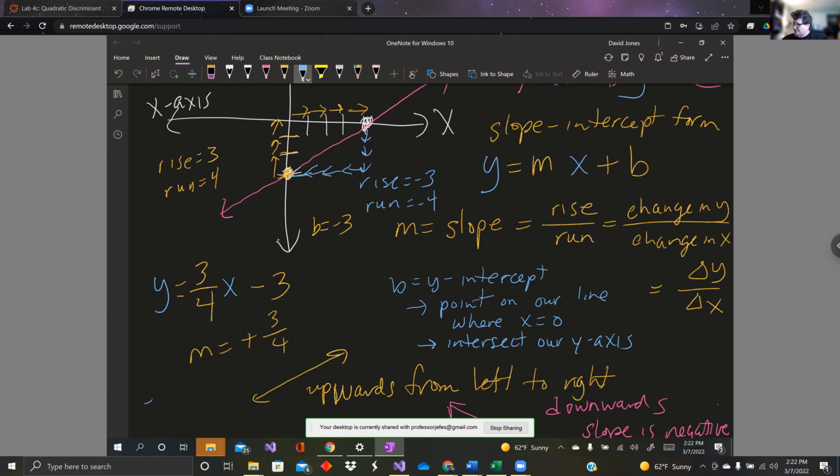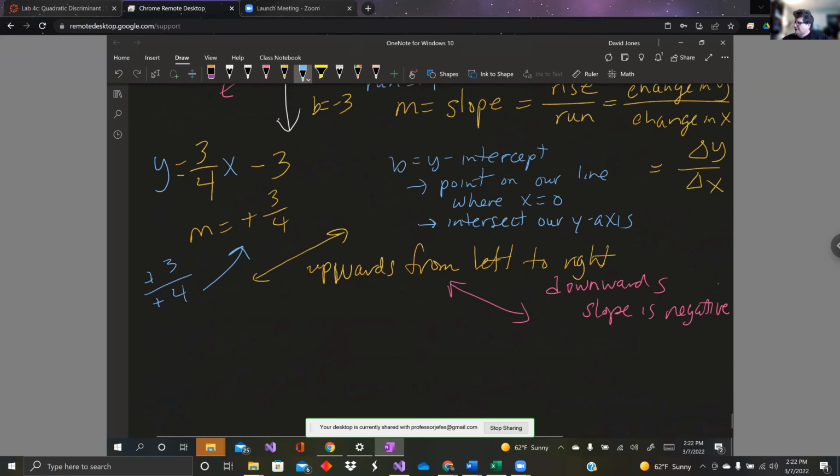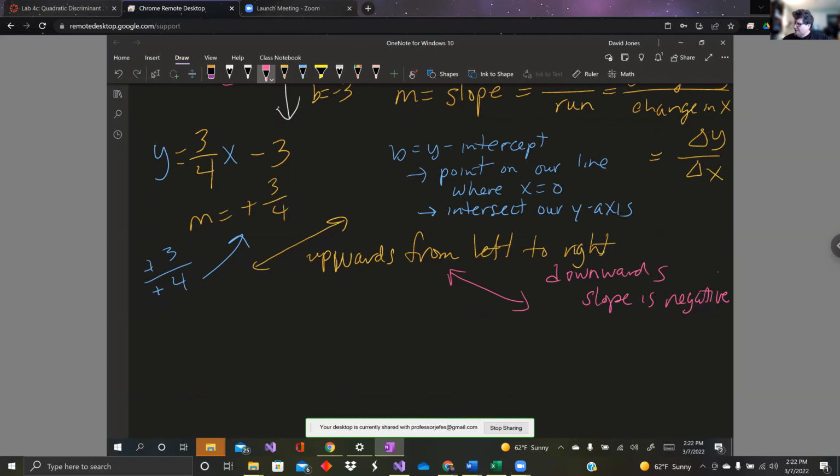And if I do -3 over -4, the two negatives cancel. And I'm again left with positive 3/4. So it doesn't matter which direction you go, as long as you recognize down or left is negative and up or right is positive. So that line I have right there, y equals 3/4 x minus 3.